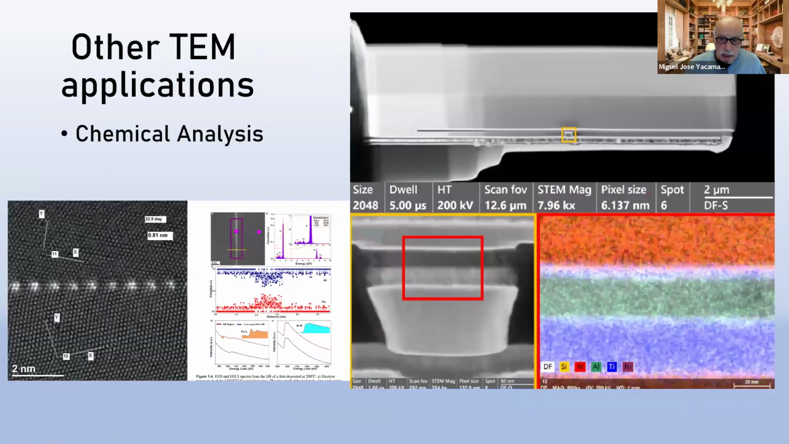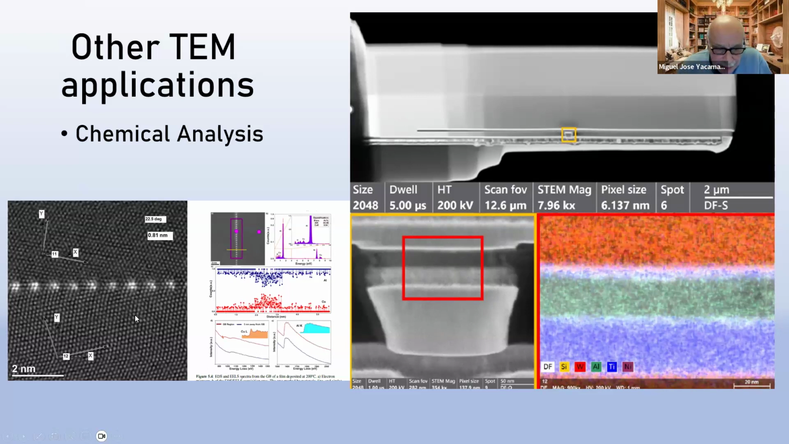The other one is chemical analysis. This is an example of a device, I believe a memristor, produced by Dr. Cambu at NAU. You make a thin sample with the focused ion beam, and then you do electron microscopy. If I want to know what is in here, I can do chemical analysis, and I can detect whether this is, for instance, aluminum, titanium, nickel, and so on.